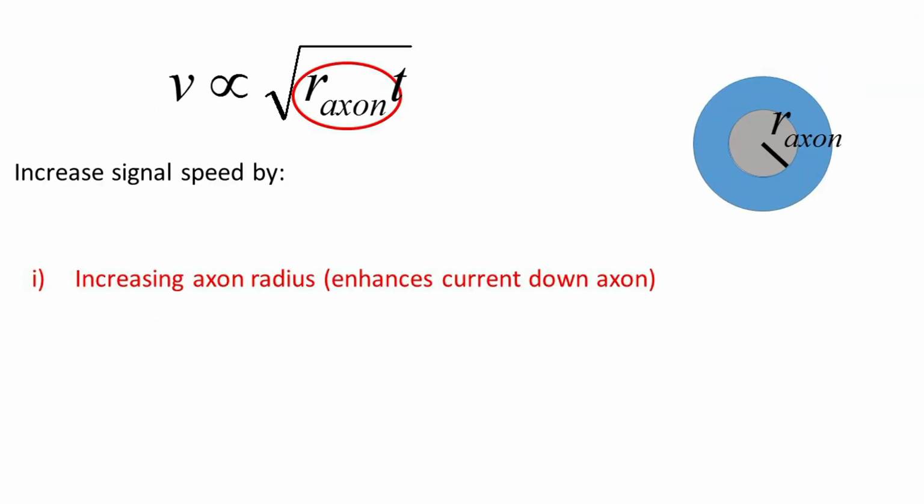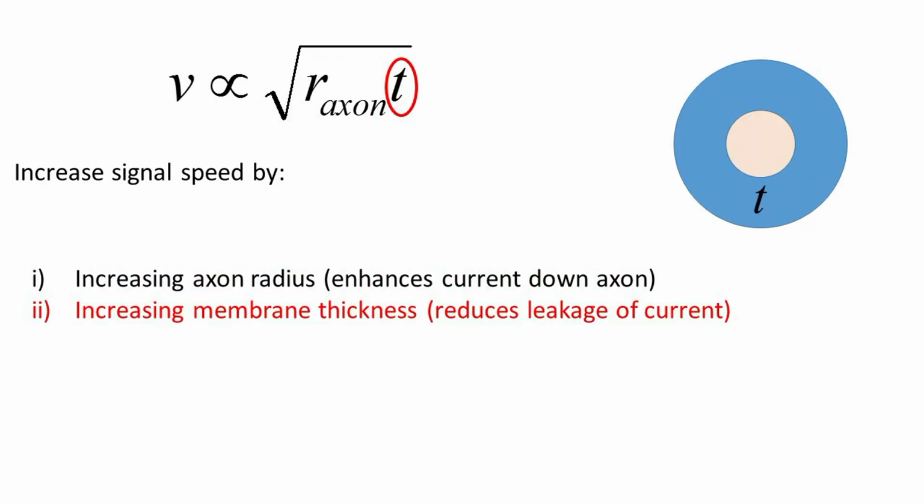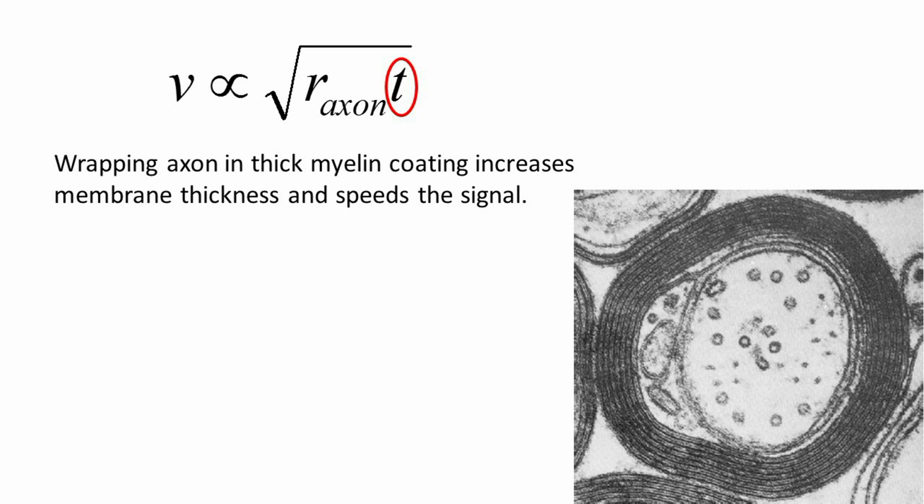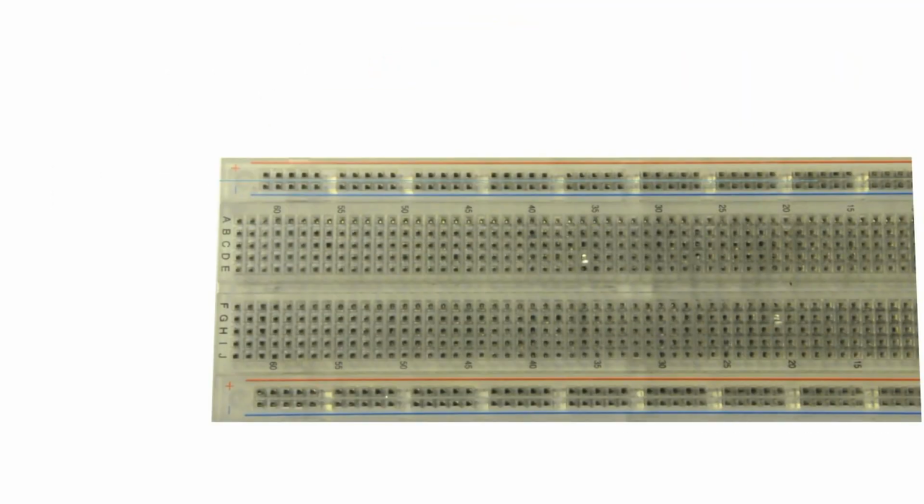Signal speed is enhanced when the axon radius and membrane thickness are large. Thick myelin wrapping increases the membrane thickness and resistance, thereby increasing the speed of the signals. Now for our axon model circuit.